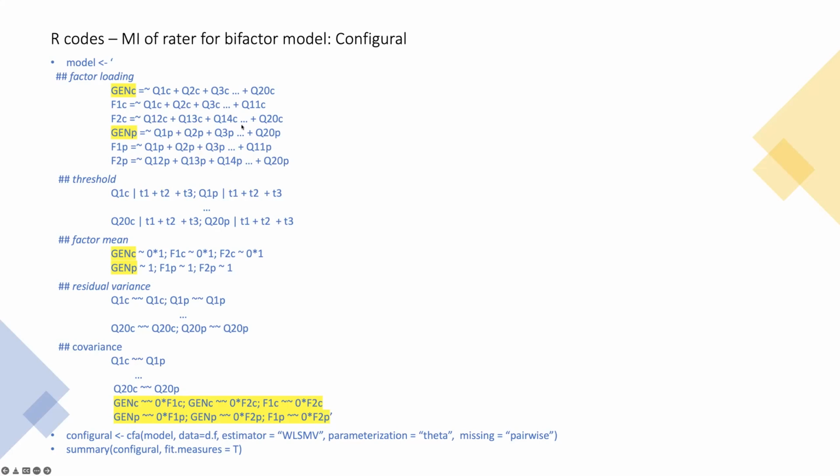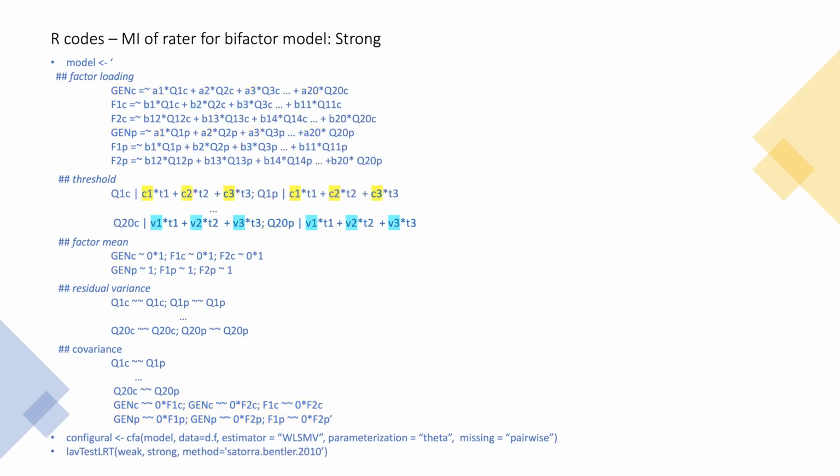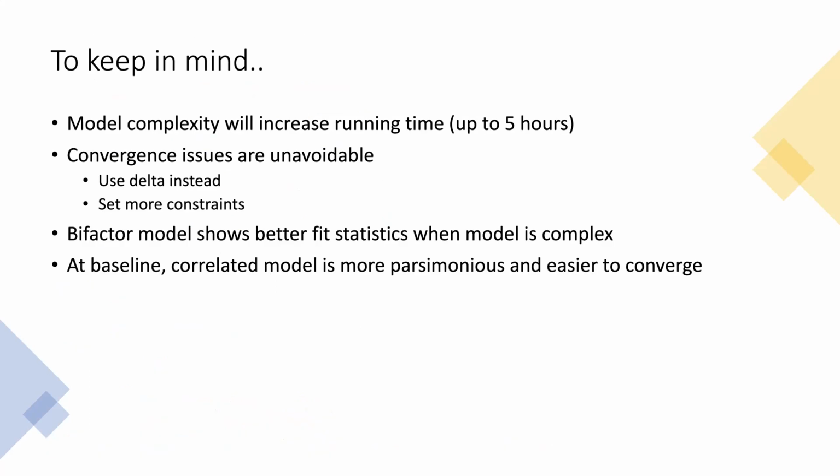So the more freely estimated parameters you have, the more likely you have convergence issues. But it's okay to have constraints in the beginning as long as they stay consistent, and once you add more constraints, that part is fine. And then for my results, the bifactor model did show a better fit when the model is complex. But when I did the simple CFA in the beginning, the correlated model was much more parsimonious, and they were easier to converge as well.